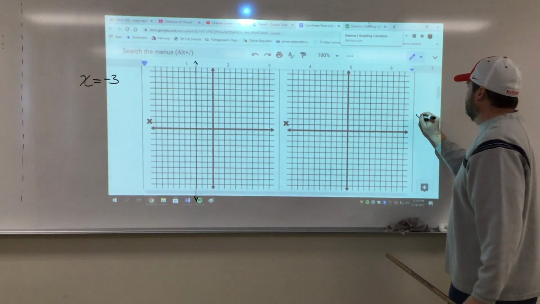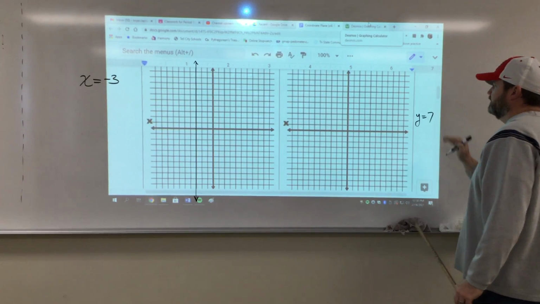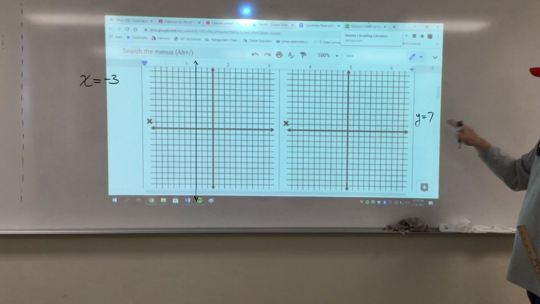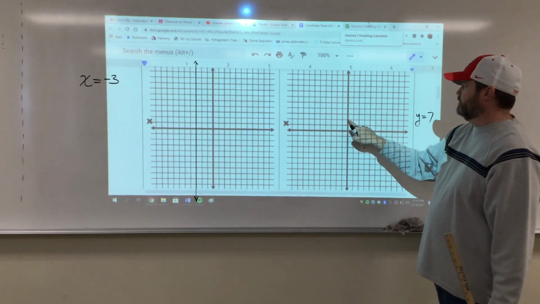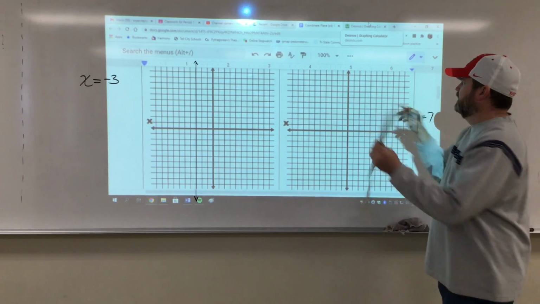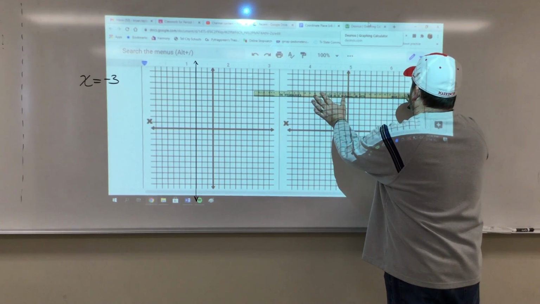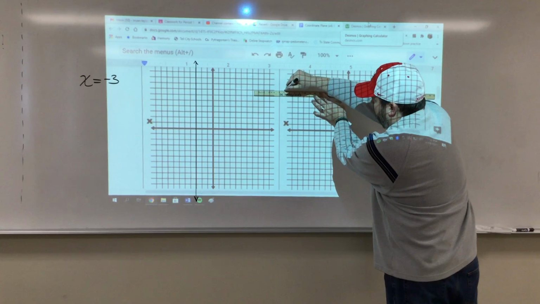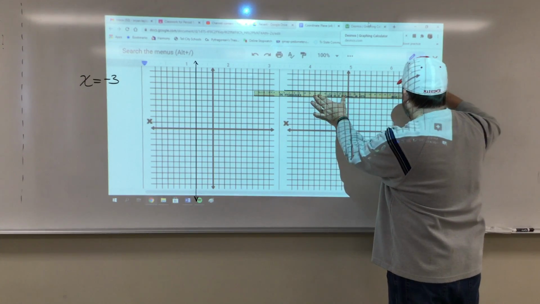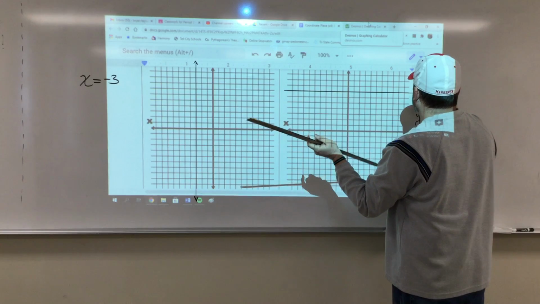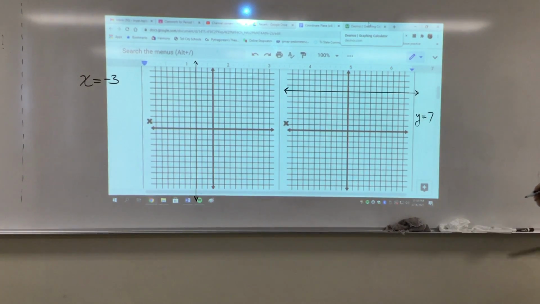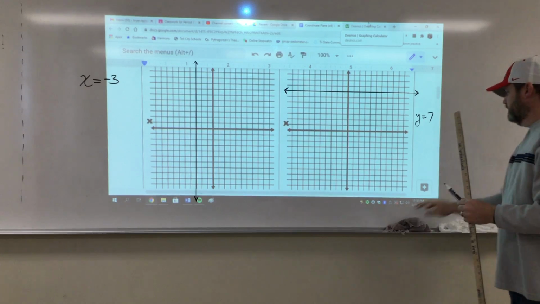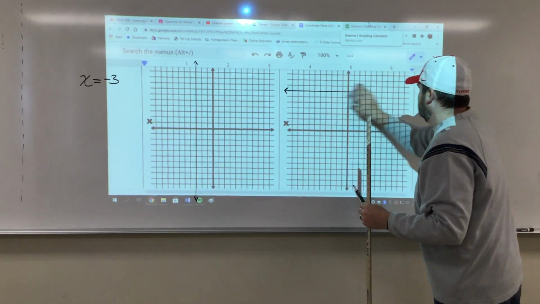We have y equals 7. Y never changes on a horizontal line. So you go to where y is 7, 1, 2, 3, 4, 5, 6, 7, and make a horizontal line going through y equals 7. That's it. You're done. They are that easy. So let's do a couple more.